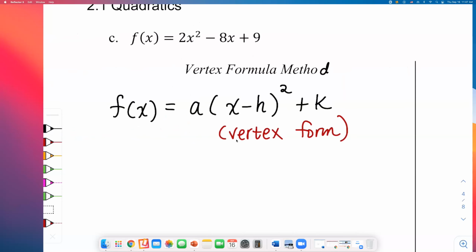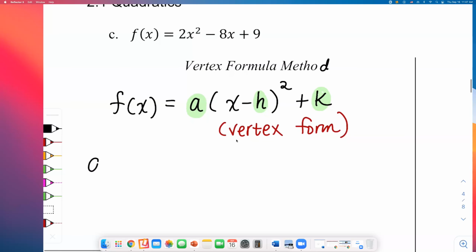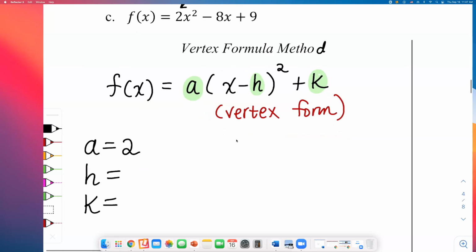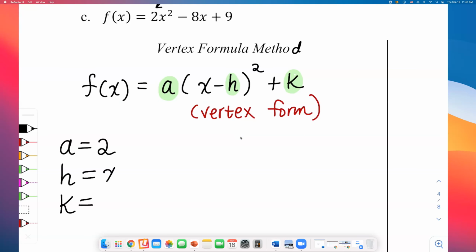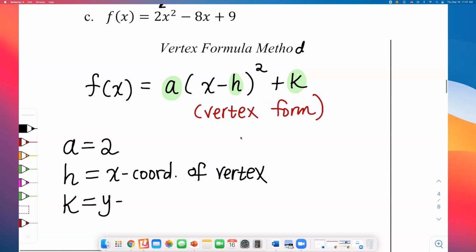So in order for you to do this, you need to identify three unknowns: a, h, and k. A is something that you can just read straight from the given equation. A is the leading coefficient, so a is 2. I need to find h, and I need to find k. Now remember, h is the x-coordinate of the vertex, and k is the y-coordinate of the vertex. So what you need to do is find the vertex.